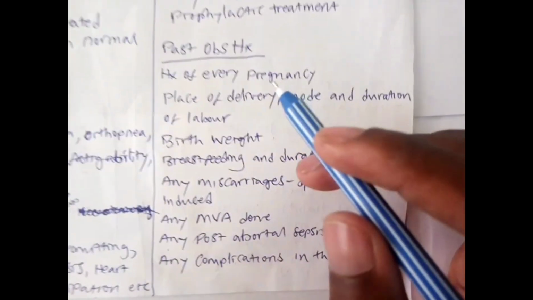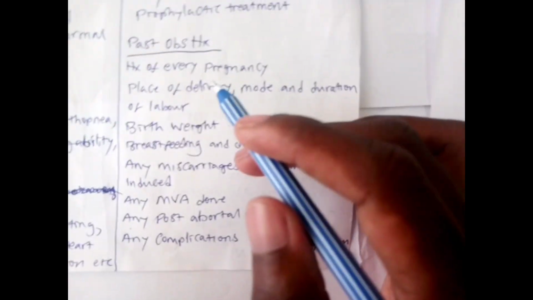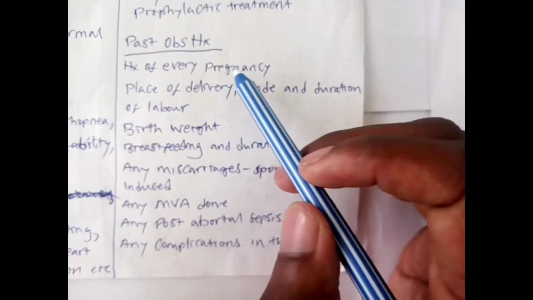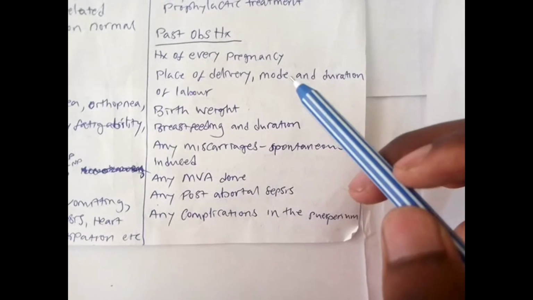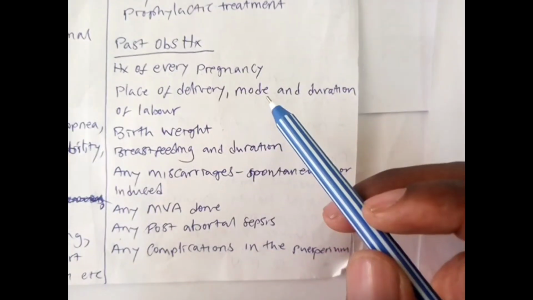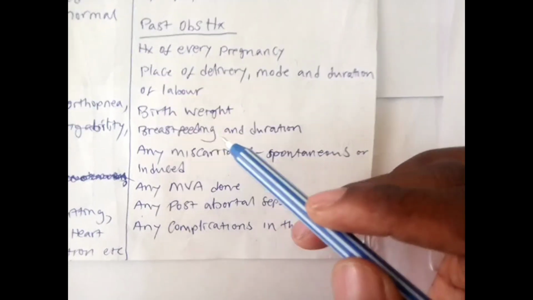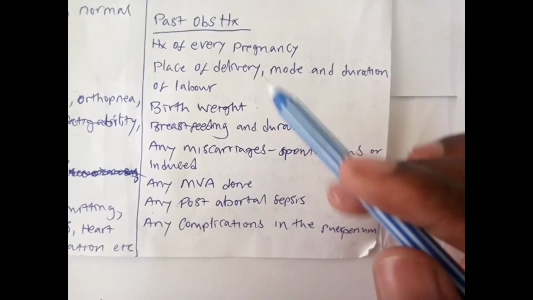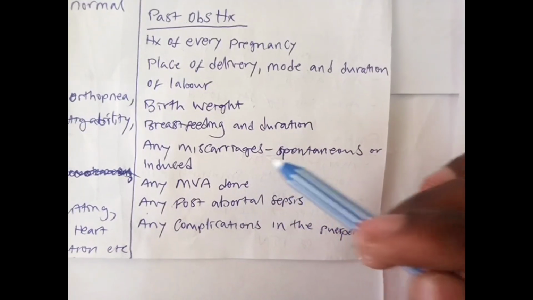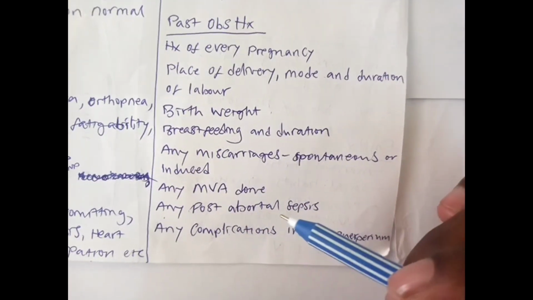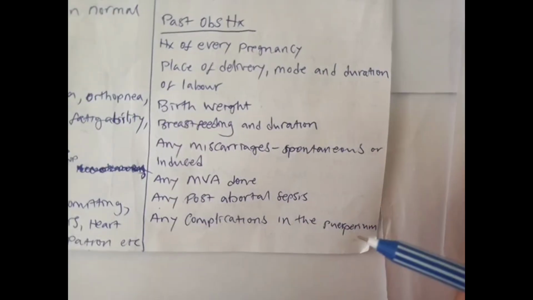Then you go to your past obstetric history. So you ask about the history of every pregnancy that she has ever had, the place of delivery for every pregnancy, mode and duration of labor, birth weight, the breastfeeding and duration for the same babies, and any miscarriage, spontaneous or induced, any MVA done, any post-abortal sepsis, any complications in the puerperium.